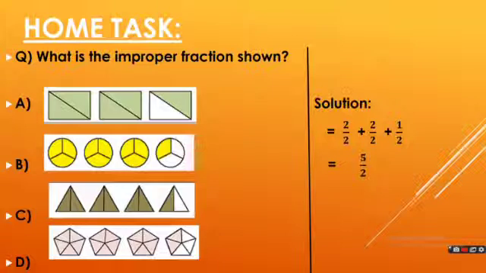Now here is the home task. The question is, what is the improper fraction shown? Now part A is done here for you. Kindly listen carefully. Here are 3 rectangles in part A. The fraction of the first rectangle is 2 by 2, then plus, the fraction of the second rectangle is 2 by 2, then plus, and the fraction of the third rectangle is 1 by 2. Now add the numerators. 2 plus 2 becomes 4, 4 plus 1 becomes 5. So the answer is 5 by 2.